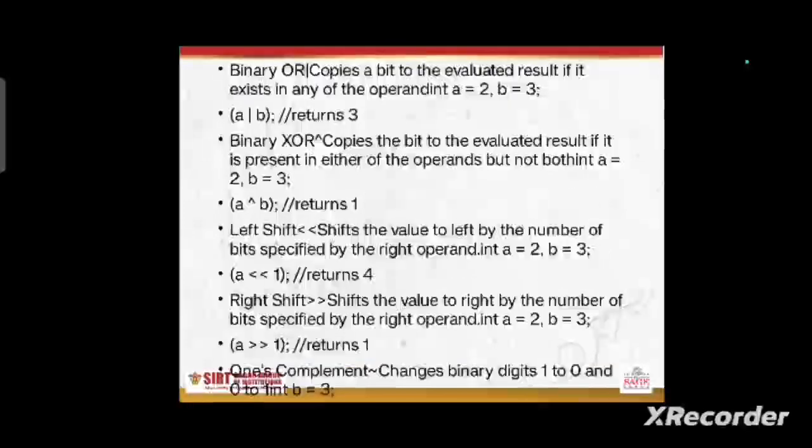So the binary OR, if a is equal to 2 and b is equal to 3, will give the result 3. Now XOR does a bit-level evaluation; the result is set if the bit is present in either of the operands but not both. So if a is equal to 2 and b is equal to 3, if the value is negative, it will give the false value.